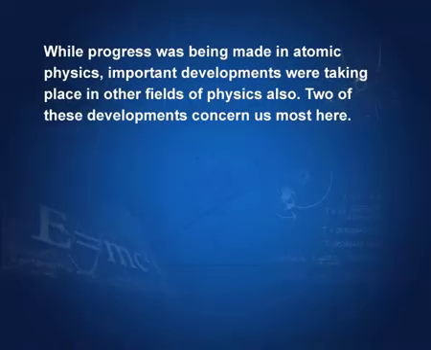So, while the progress was being made in atomic physics, we had the Thomson model, then the Rutherford model, the Bohr model and so on. While this progress was being made, important developments were taking place in other fields of physics also, and two of these developments are very important for us. One I have discussed several times, and that is the difficulty in explaining the spectrum of a black body.